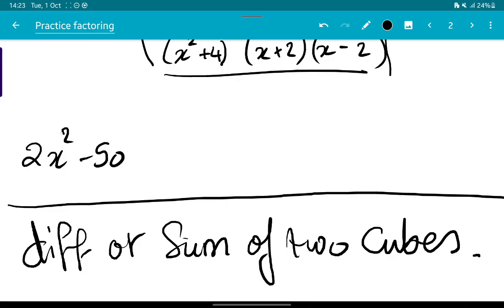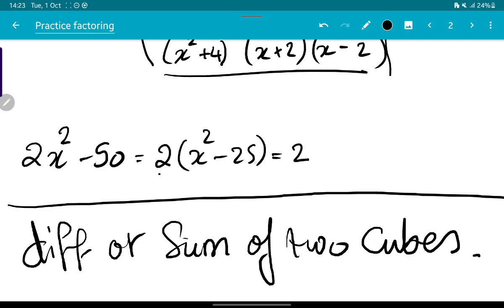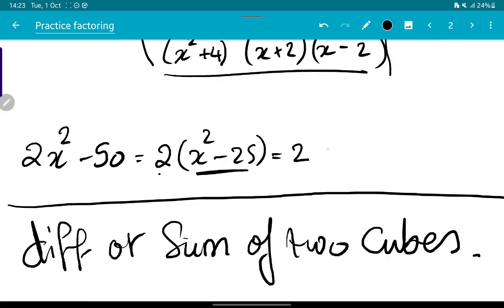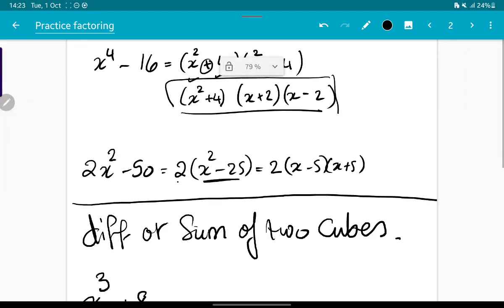This one, you may need to find the difference of two squares, but these are not square numbers. You can take 2 from both of them, so you can divide by 2 and rewrite what's inside the bracket as x squared minus 25. This 2 will be outside, and you know the answer for this: x minus 5, x plus 5. So this is how to factorize the difference of two squares.